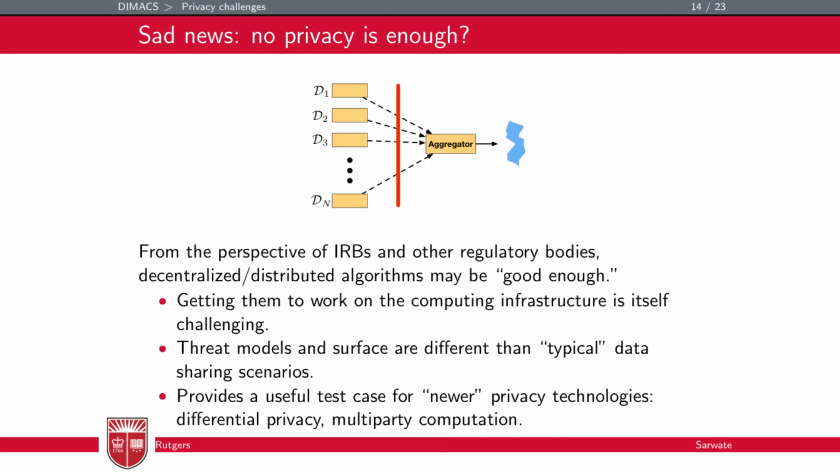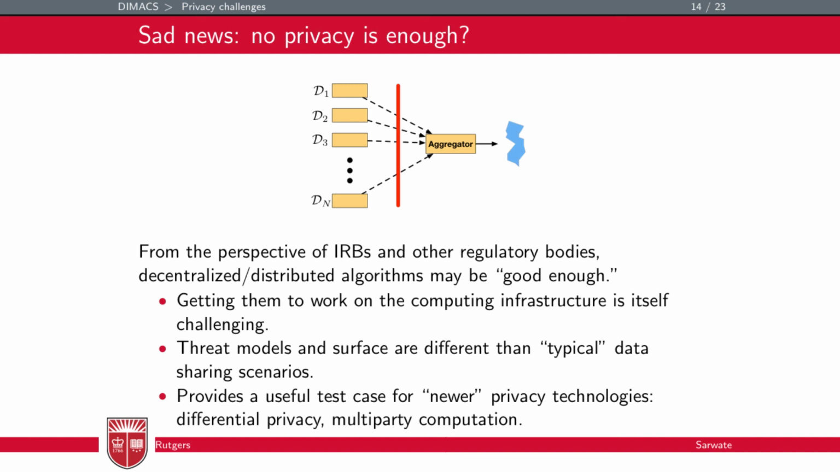We lack this, at least, and that's because oftentimes the utility guarantees that you get are also asymptotic for these methods, even for differentially private methods. So to get good utility, you need a large sample size. That's sad news. Maybe no privacy, at least from the perspective of formal privacy measures, is good enough.